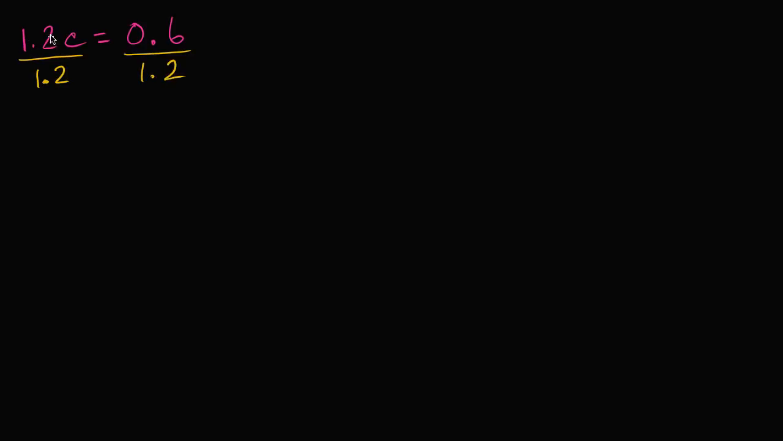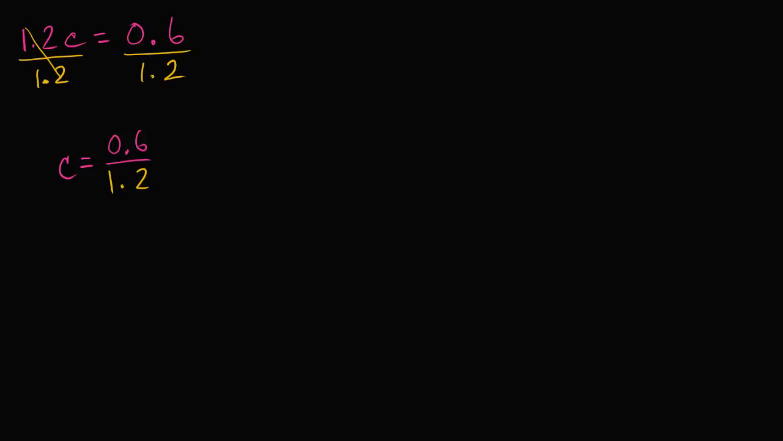So on your left-hand side, 1.2c divided by 1.2, well, that's just going to be c. You're going to be left with c. And you're going to have c is equal to 0.6 over 1.2. Now, what is that equal to? And there's a bunch of ways you can approach it. The way I like to do it is, well, let's just get rid of the decimals. Let's multiply the numerator and the denominator by a large enough number so that the decimals go away. So what happens if we multiply them by 10? You're going to have 6 in the numerator and a 12 in the denominator.